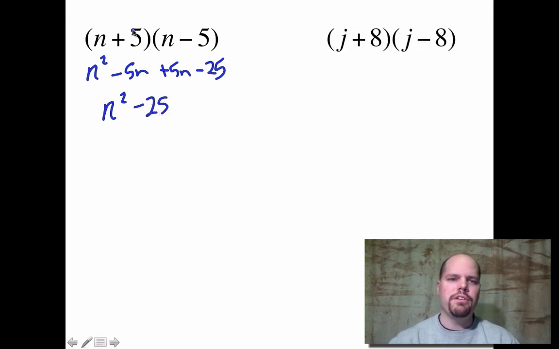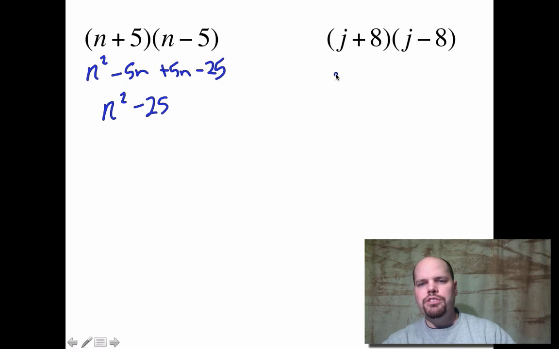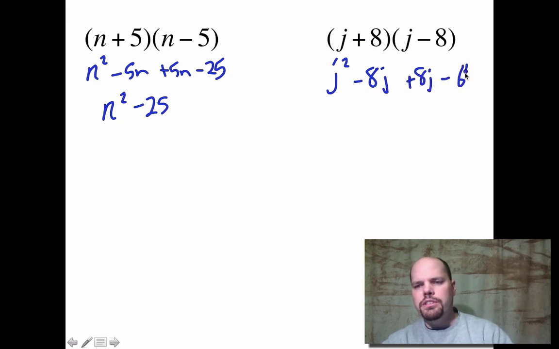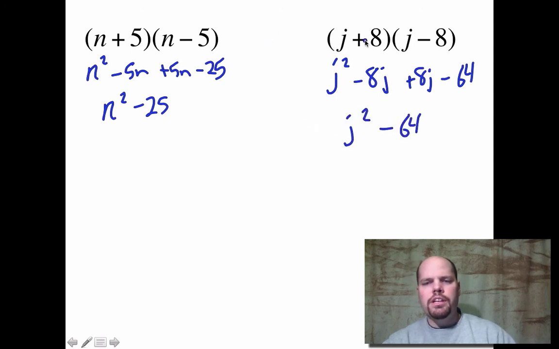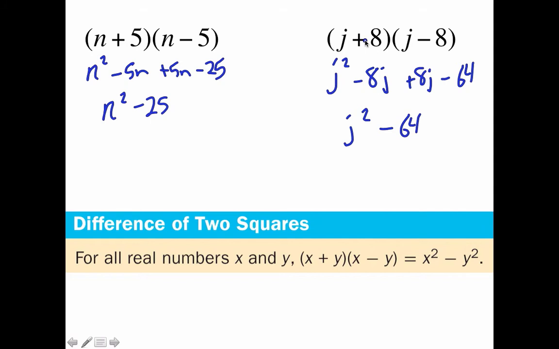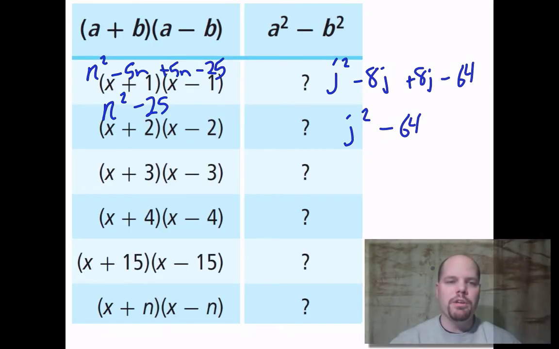See if you can pick up the pattern on that one immediately. So this one would be j squared minus 8j plus 8j minus 8 squared, which would be 64. So this is going to simplify to j squared minus 64. So what we call this is the difference of two squares. So if we have the product of a sum and a difference, it's going to be a difference of two squares. So the quantity x plus y times the quantity x minus y is going to be x squared minus y squared. And this one's probably simpler than the square of a binomial.